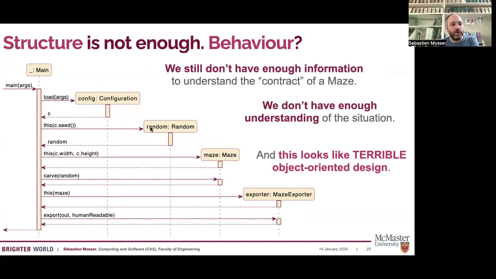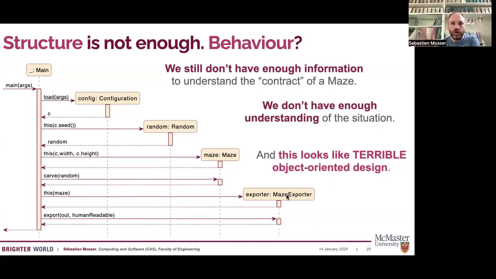and each arrow represents the creation of an object. So here I have this main class that is creating a configuration, loading the configuration, then creating a random generator, creating a maze, carving the maze, and exporting the maze. So I have one element that is sending orders to all the others. It's really a central way of defining this, and that's actually not a really good object-oriented way. It's really highly coupled to everything.